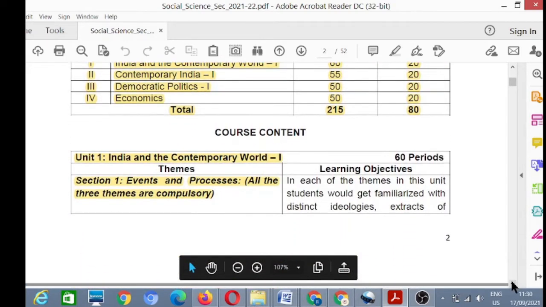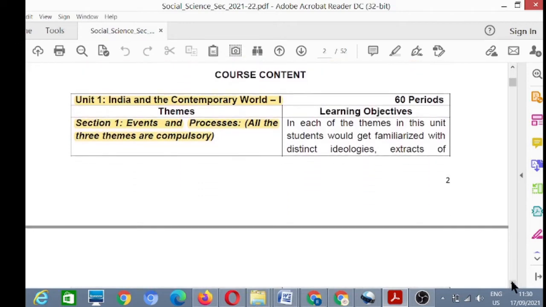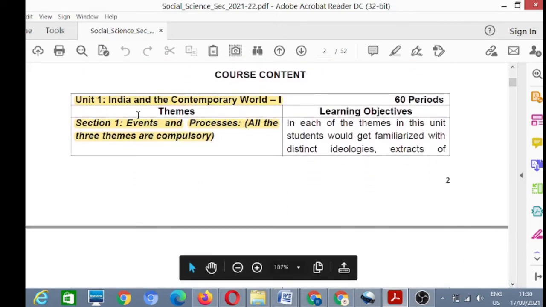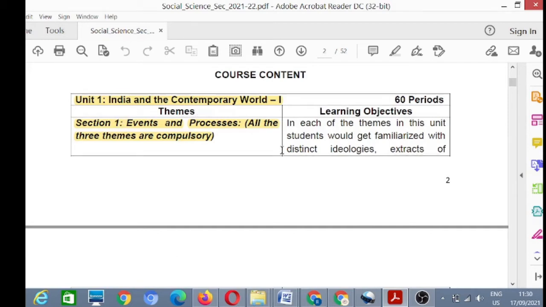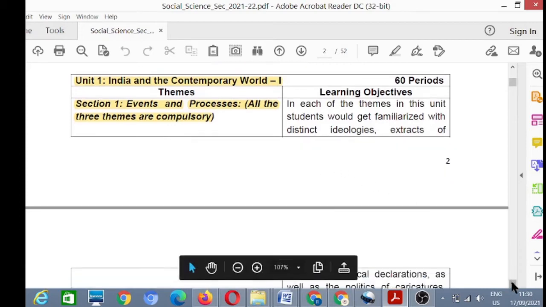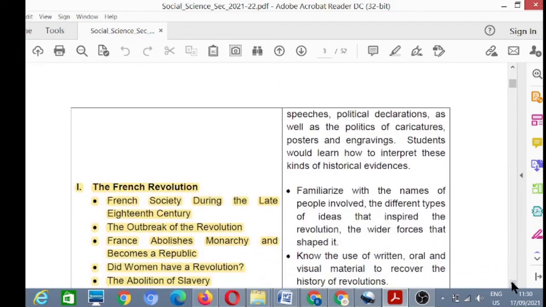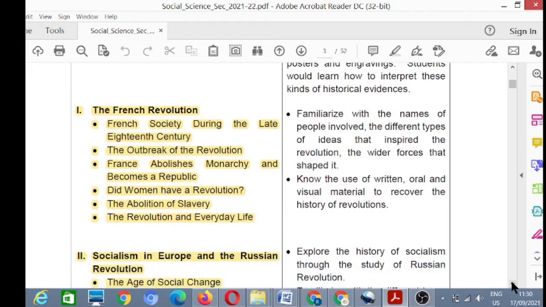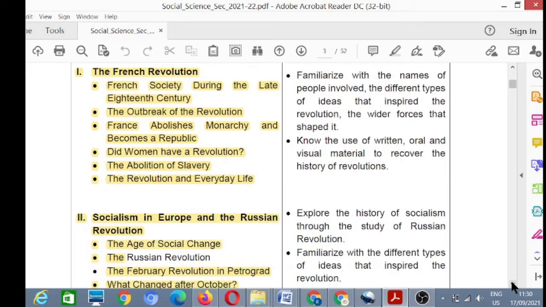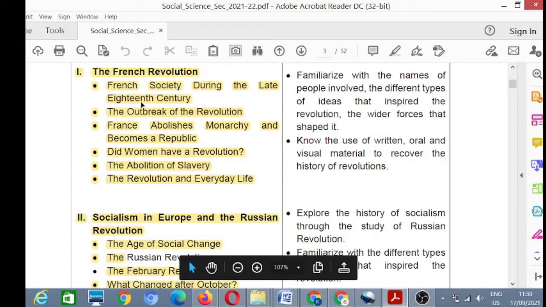Now we will see the detailed syllabus of the subject. Unit number 1 is related to India and the contemporary world. Part 1. Actually, this unit is related to history. Now we see the chapters. First chapter is French Revolution. French Revolution means history of France.